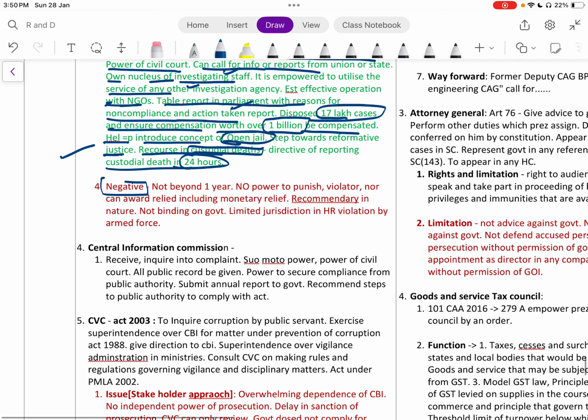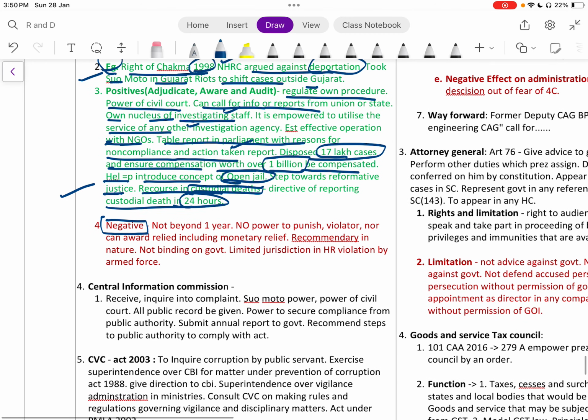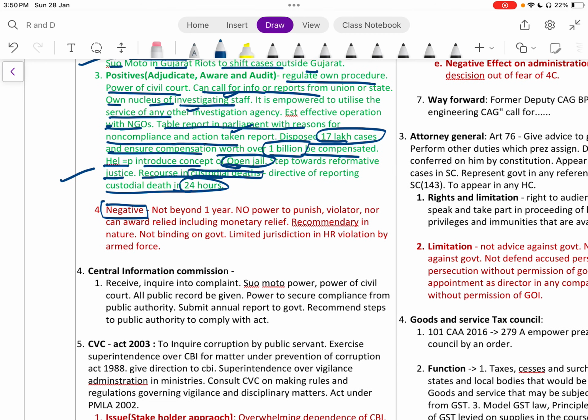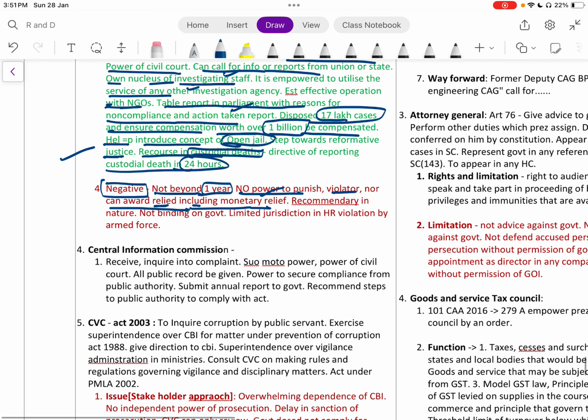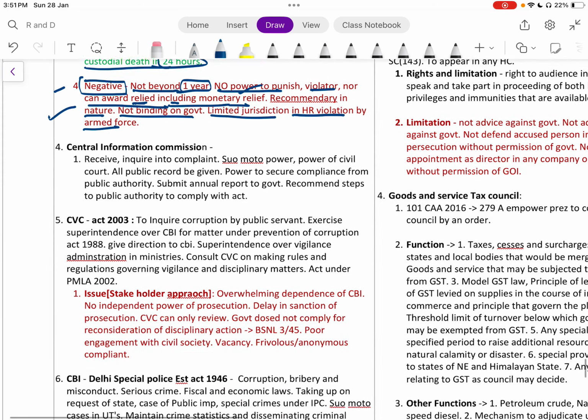What are the negatives of the National Human Rights Commission? It cannot inquire into cases that happened more than 1 year before. After 1 year, it has no power to punish the violator, nor can it award relief, including monetary relief. It is recommendatory in nature, non-binding on the government, with limited jurisdiction in human rights violations by armed forces. So those are the negatives.